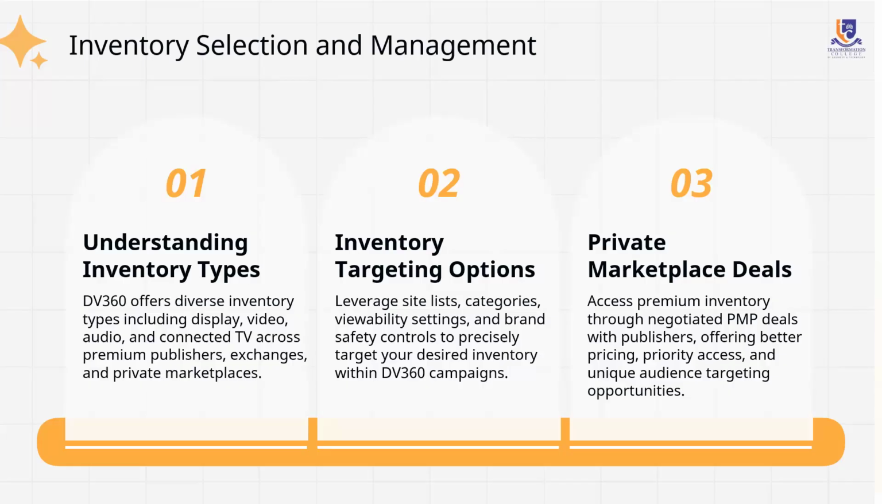So the second stage is inventory targeting options. This leverages site lists, categories, viewability settings, and brand safety controls to precisely target your desired inventory.